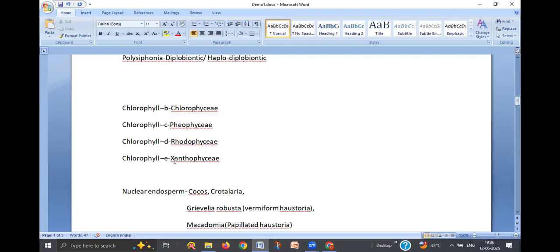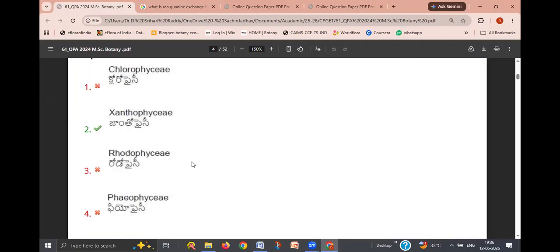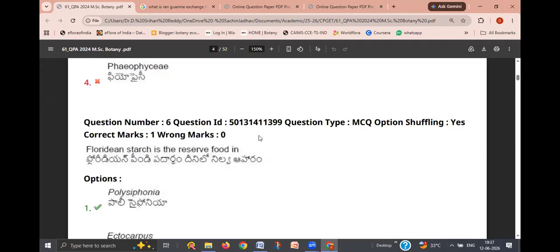there we find chlorophyll E. That is the right answer. So the answer is: chlorophyll E is present in Chlorophyceae wrong, Rhodophyceae wrong, Phaeophyceae wrong, Xanthophyceae is right. So chlorophyll C is present in Phaeophyceae, chlorophyll D is present in Rhodophyceae, chlorophyll E is present in Xanthophyceae. In Chlorophyceae, what do we find? Chlorophyll A and chlorophyll B.